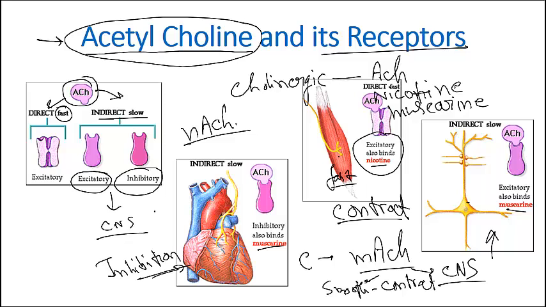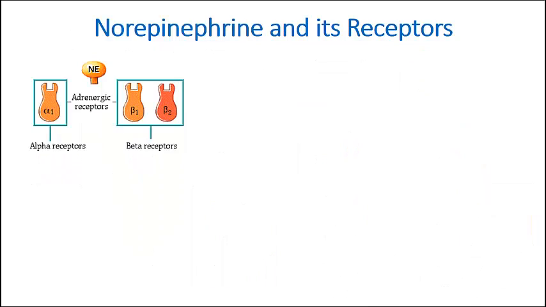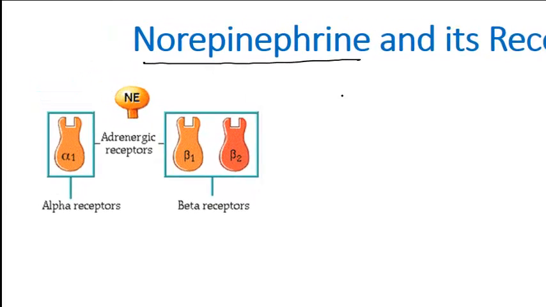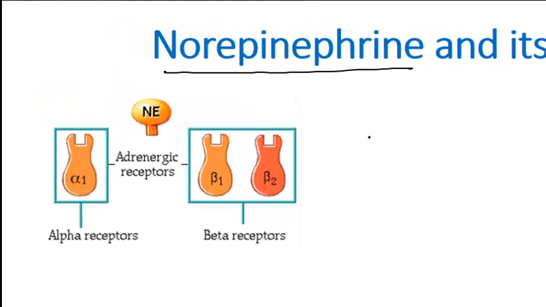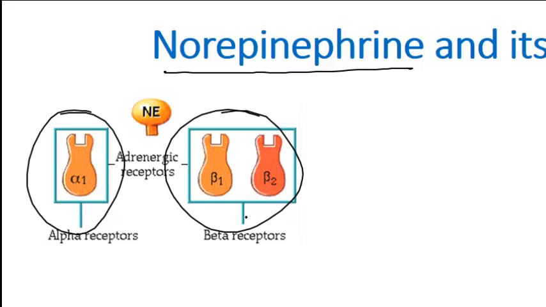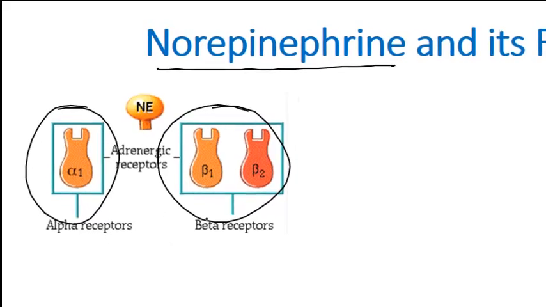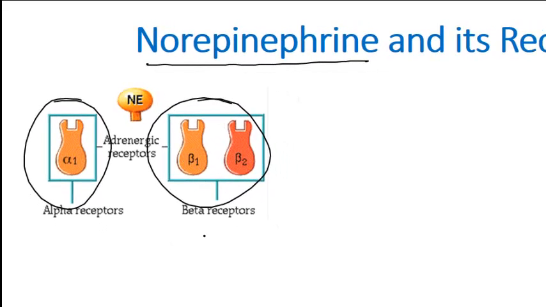Okay. Now let's look at norepinephrine and its receptors. This is another very important neurotransmitter, norepinephrine. There are two families of receptors for the neurotransmitter norepinephrine. One is the alpha receptor, and the other is the beta type of receptors. Each family member is different and is identified by its letter and number: alpha 1, and for the beta there are beta 1 and beta 2. These are called adrenergic receptors.